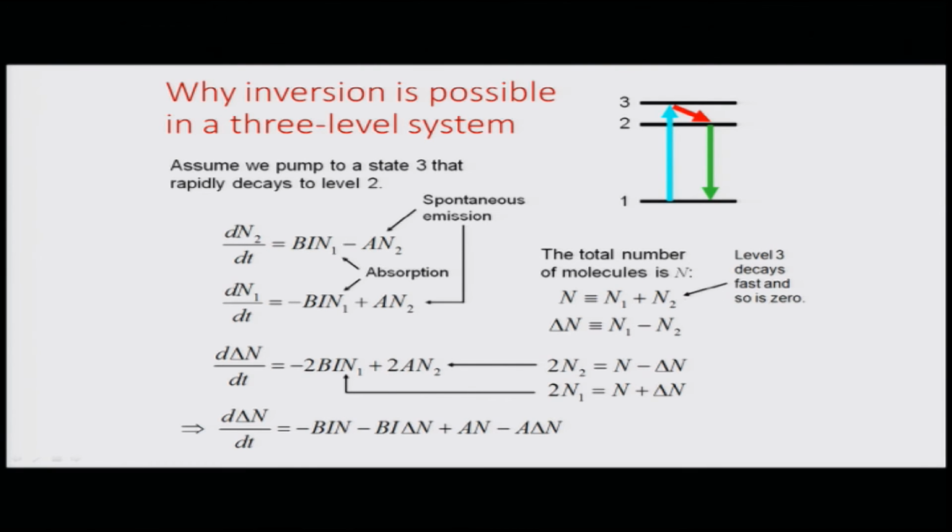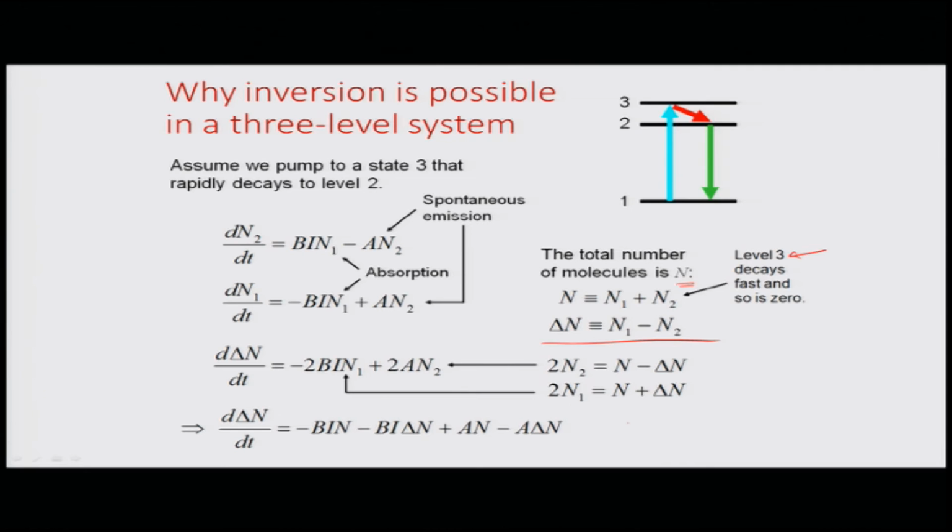And what we can see is that given that we have a total number n for the molecule or the atom that we are looking at, we have these different levels decaying. If level 3 decays fast and essentially goes away, because you do not see it appear in the total number at the end of the day, then you can write the difference of the populations in these terms.